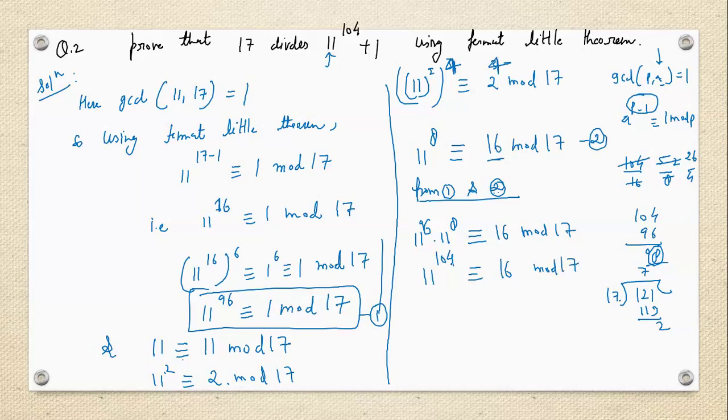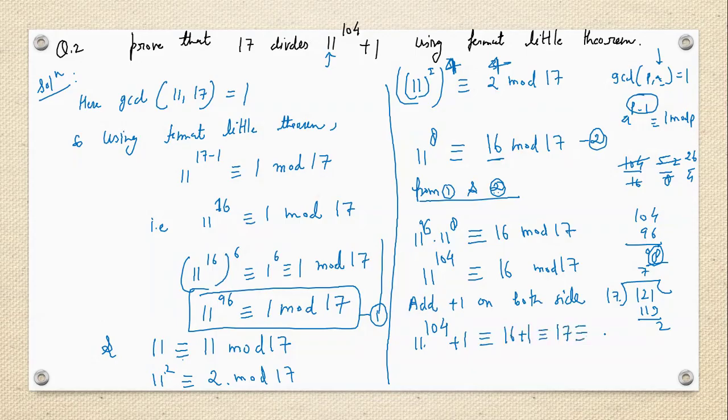So here we require 11 to the power 104 plus 1 now. We will add plus 1 on both sides. So when you add plus 1 on both sides, 11 to the power 104 plus 1 will be congruent to 16 plus 1, which is equal to 17, which will be congruent to 0 mod 17. This implies that 17 divides 11 to the power 104 plus 1. Hence, understood now?